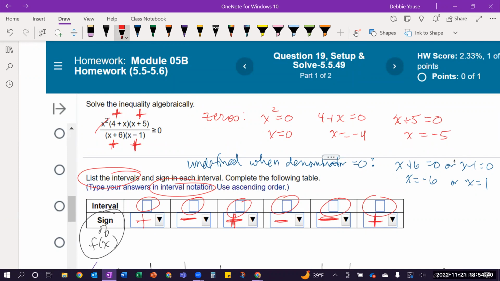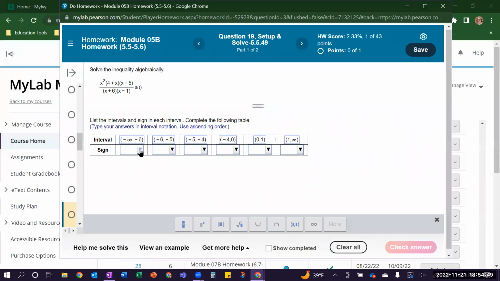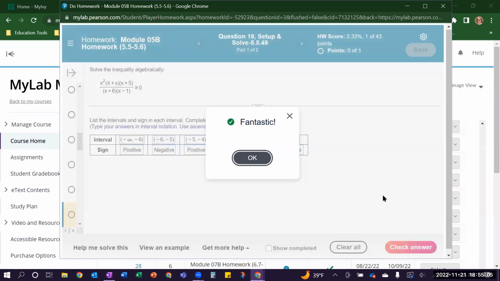So I should be able to go select positive, negative, then negative, positive. And hopefully I didn't make a mistake. I'm counting on you guys to tell me if I did. Positive, negative, positive, negative, and then this is where it switched. Negative, positive. Fantastic, okay?